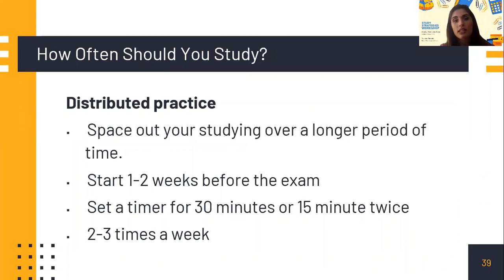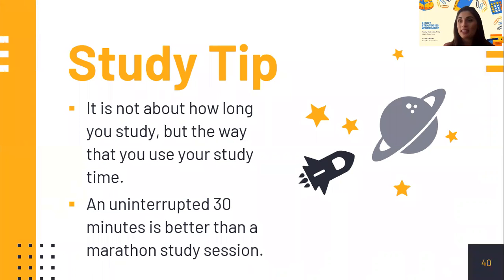And what you need to do is just set a timer for 30 minutes or 15 minutes twice and do this 2 to 3 times a week. I know that probably sounds like such a little amount of time. It's not very long at all. But remember that it's not about how long you study, but about the way you use that study time. And an uninterrupted 30 minutes is going to be much better for you.